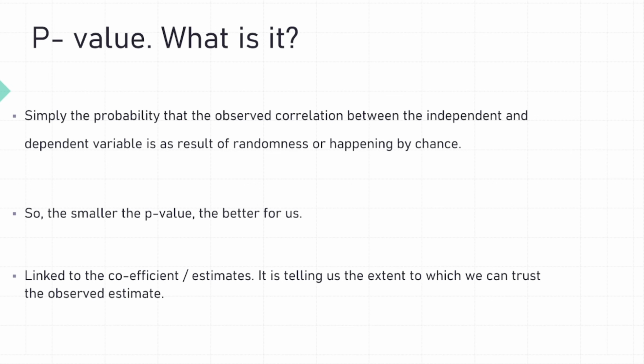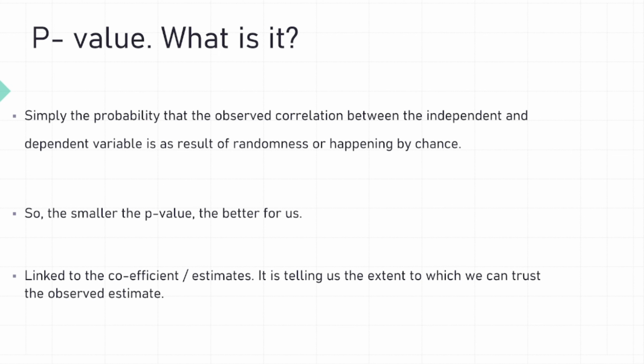So whatever estimate we observe as the relationship between our x and y, the p-value is telling us the probability that what we are observing is only happening by chance. And we want a smaller p-value in that case. So this is also tied in with confidence interval.